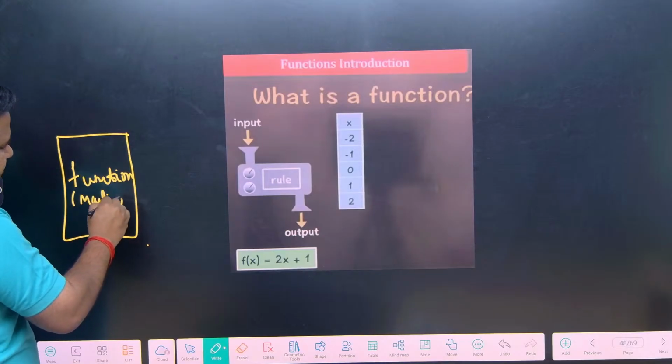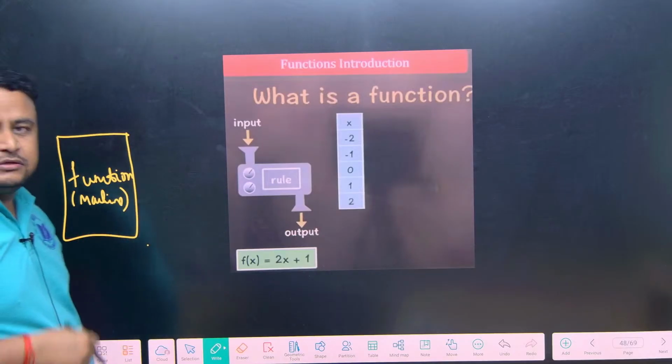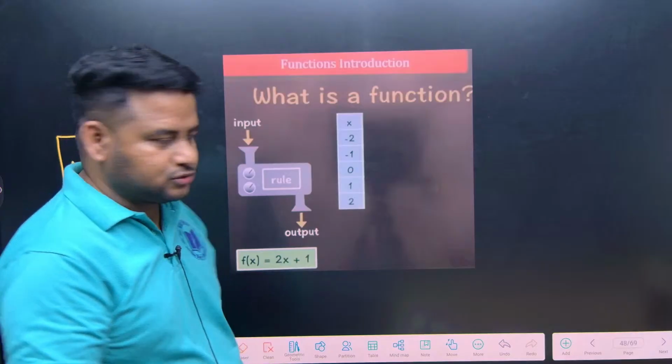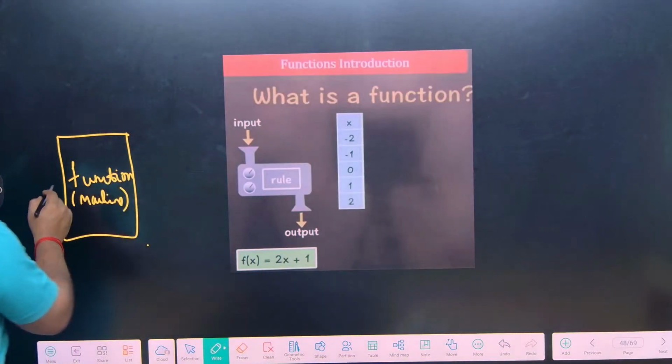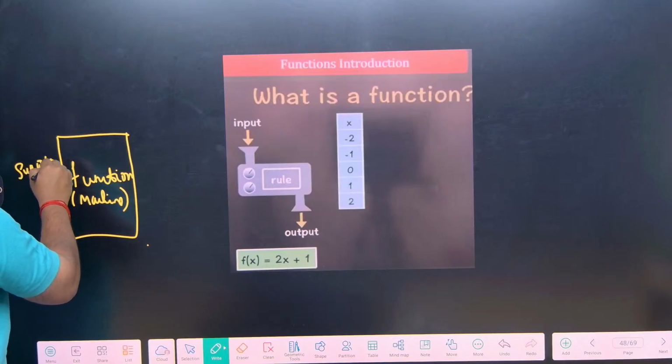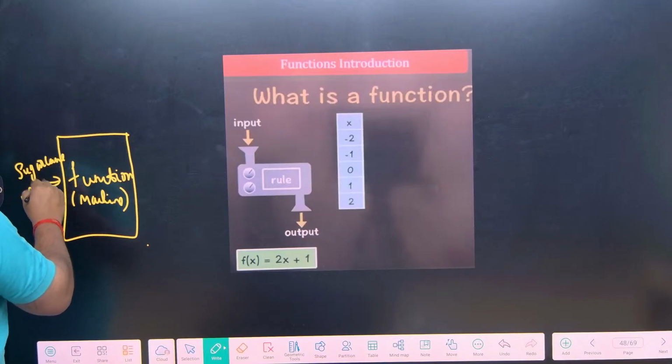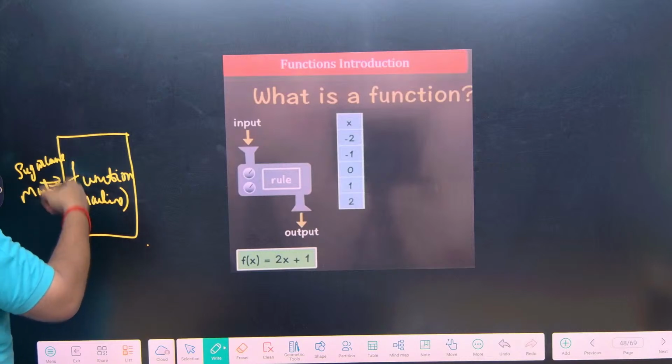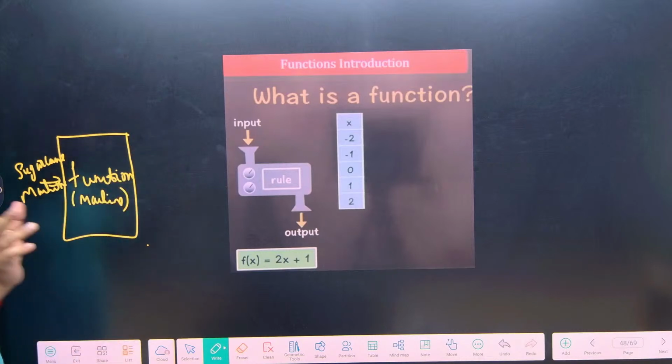So let us take the example of sugarcane, and using the sugarcane we will make sugarcane juice. Here this is the sugarcane machine. You think of it as a sugarcane machine. Using this sugarcane machine you will make sugarcane juice. This is the function. Here the sugarcane machine is the function.